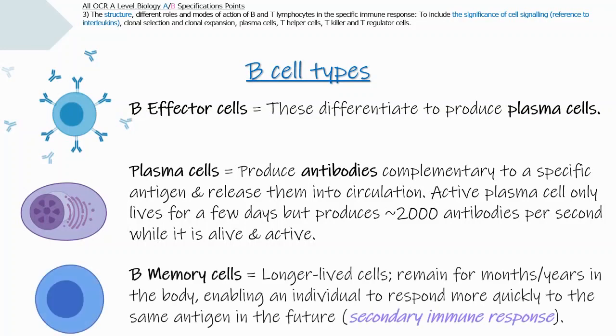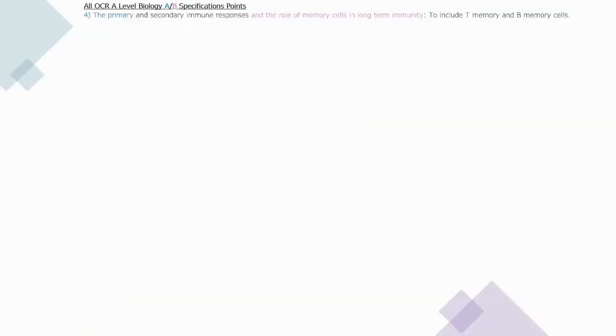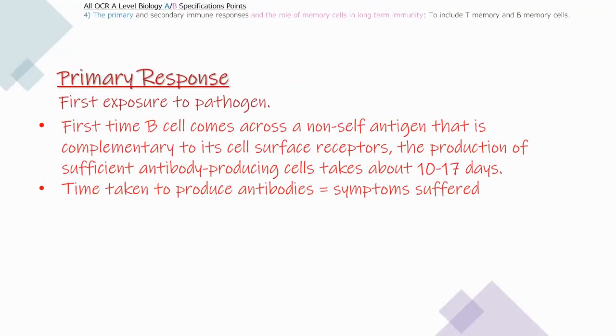We then have B memory cells. So like T memory cells, these live longer, so they can remain for months or years in the body, and they enable the individual to respond more quickly to the same antigen in the future. So this, like T memory cells, is part of the secondary immune response. So I've briefly gone over the primary and secondary immune response, but I'm just going to discuss in a bit more detail here. So the primary response is the first exposure to pathogens.